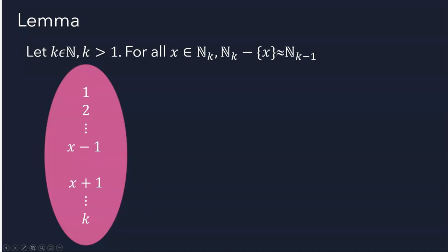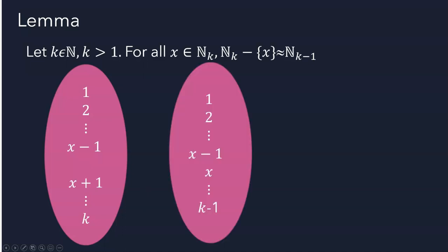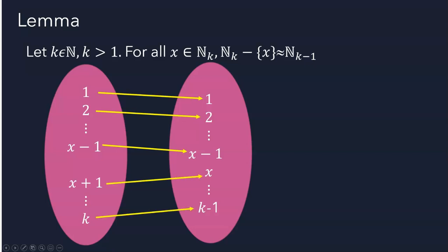And I need to find a mapping from here to n sub k minus 1. So here's my list. Now x is still here because I'm numbering them from 1 to k minus 1. So that x still needs to be in there. But since I removed 1, there's one less thing in this set on the right. So if the number is less than x, it's going to be mapped to itself. If it's greater than x, it'll get mapped to itself minus 1. So you kind of shift everything on the top down by 1.